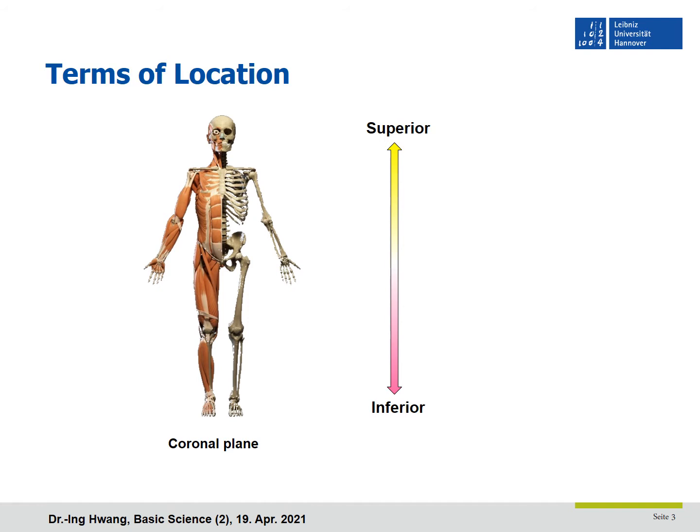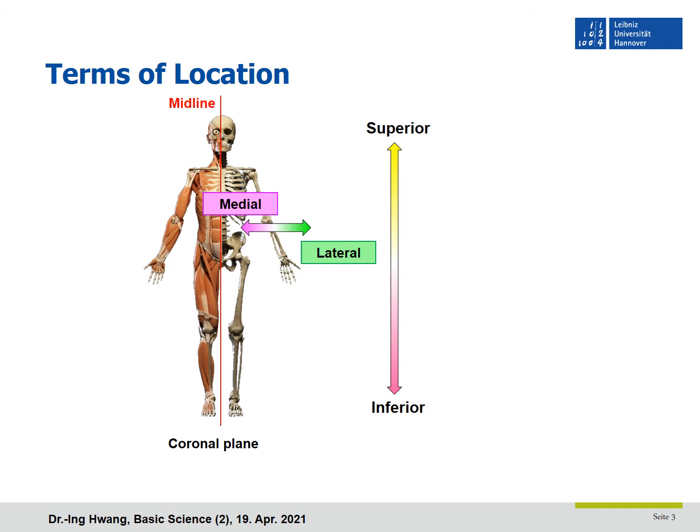The next is medial and lateral. So our body is symmetric, so you can draw an imaginary midline. Medial is close to the midline, and lateral is away from the midline. You can say the ears are lateral to the eyes, and the neck is medial to the shoulder.